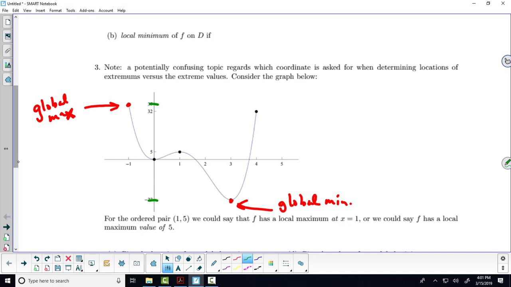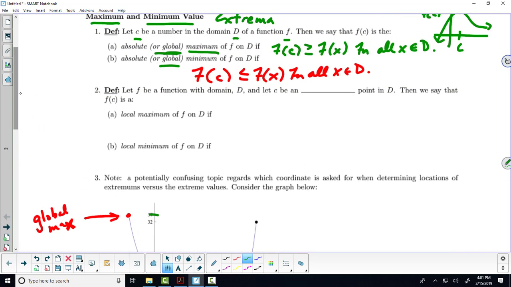Now, we also want to introduce what are called local extrema, local minimums and local maximums. These occur not on the endpoints, first of all, and you don't have to be the largest or smallest value in the entire domain of the function. You just have to be in a neighborhood. So let's go ahead and define this.